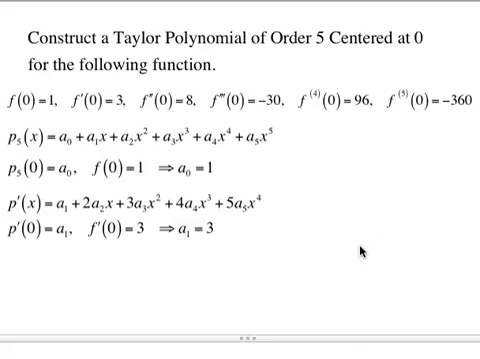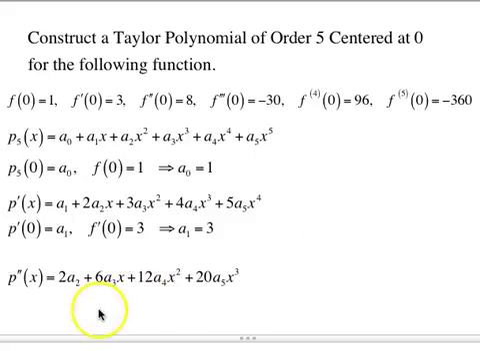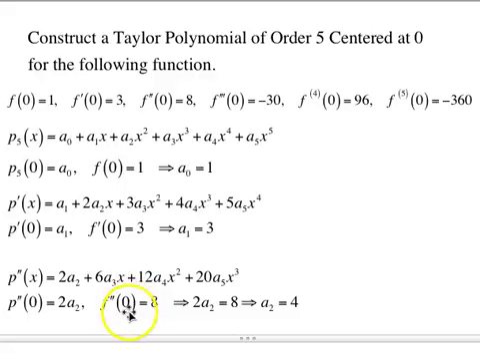So our next goal is to get the second derivative. You'll notice we have the first derivative here. The derivative of a1 will be 0. The derivative of 2a2x is 2a2. The derivative of this will be 6a3x. Derivative here, 12a4x squared, 20a5x cubed. And if we plug 0 in here, what do we get? 0, 0, 0. P double prime of 0 would be 2a2. And f double prime of 0 up here is 8. So if 2a2 is 8, dividing both sides by 2, we get a2 is 4.